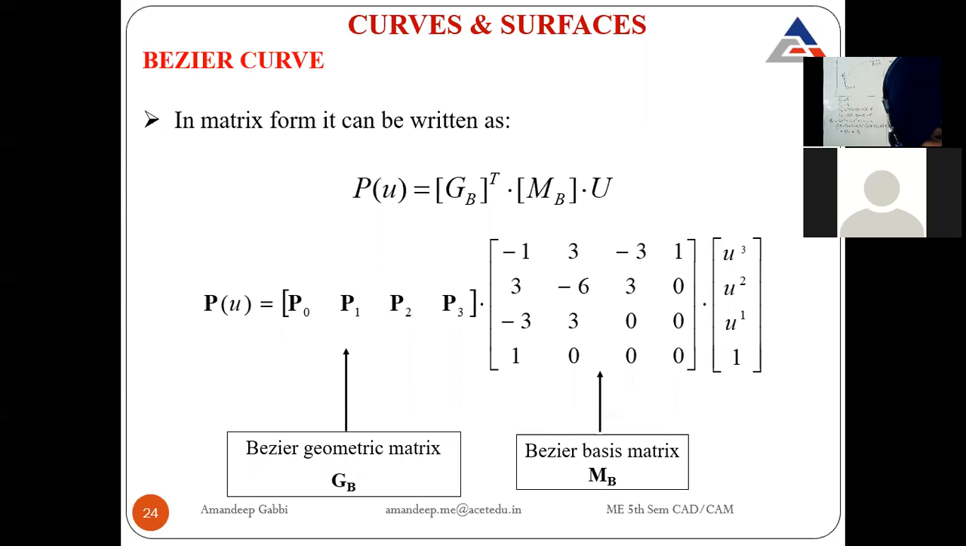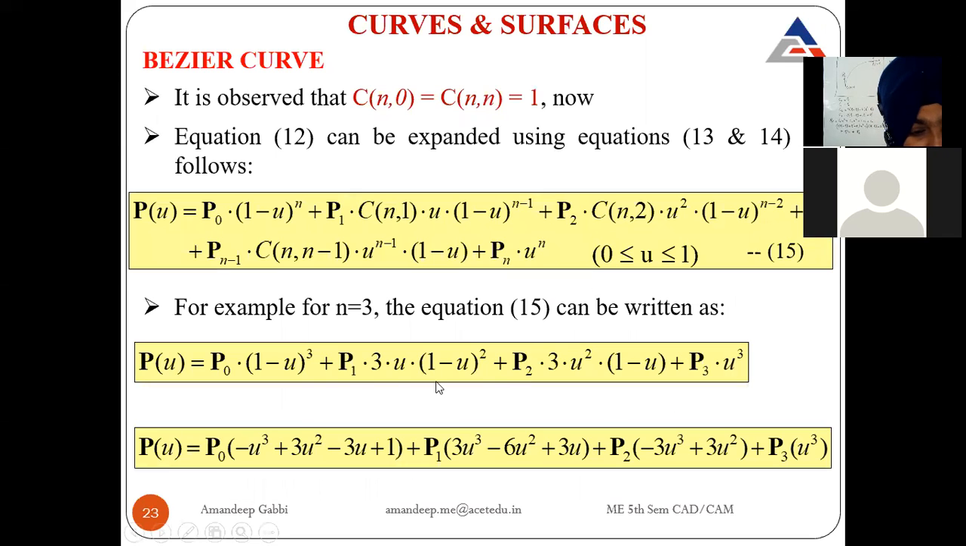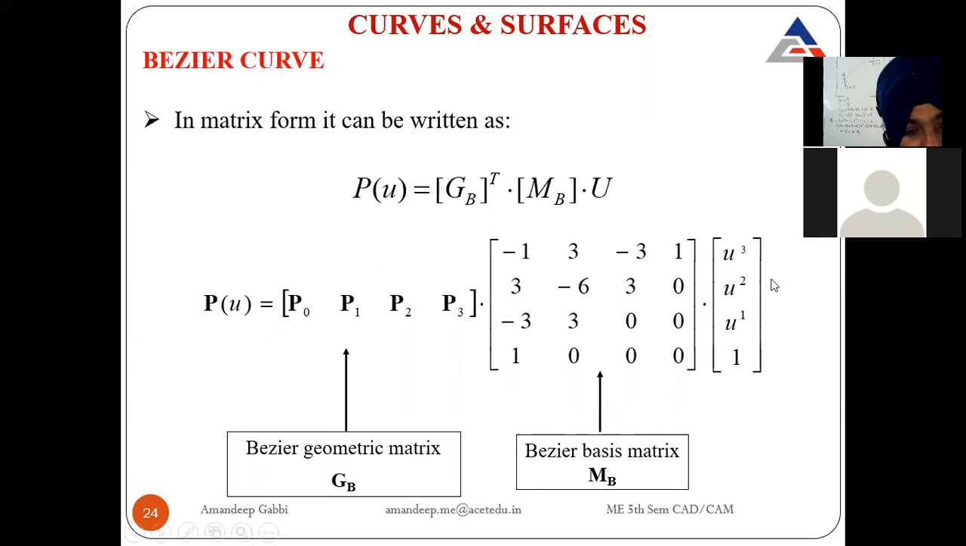In matrix form, it can be written as P0, P1, P2, P3. So P0 is when u equal to 0, 1, 2, 3, and it can be written like this. The same equation, u cubed, u square, u, 1. And this. These equations you have to remember. This is, as I have told you earlier also, the most difficult part of this subject, and many things we have crammed in it.